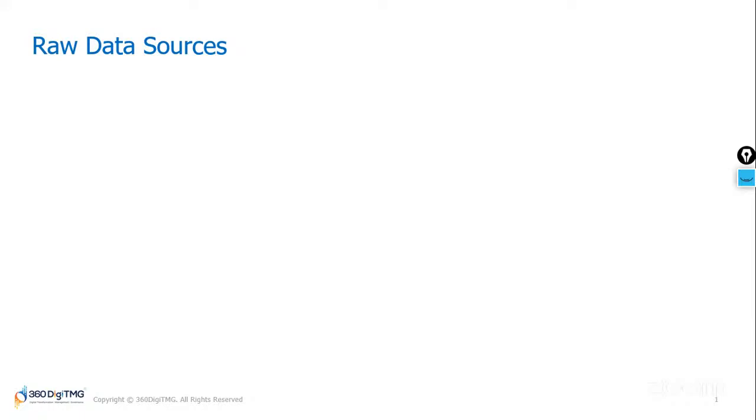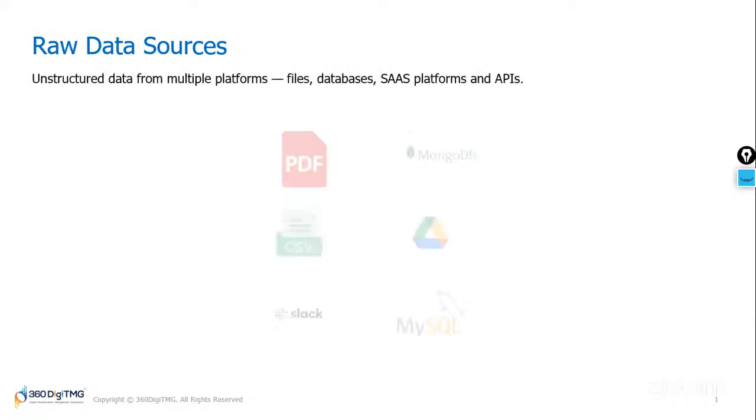And let's first talk about what the raw data sources are. Let's start by understanding the kind of data we deal with in the real world. It comes from everywhere, be it files, databases, APIs, even SaaS platforms, software as a service platforms like Google Drive or Notion. This raw data is usually messy, unstructured, and pretty hard to use directly in AI applications.